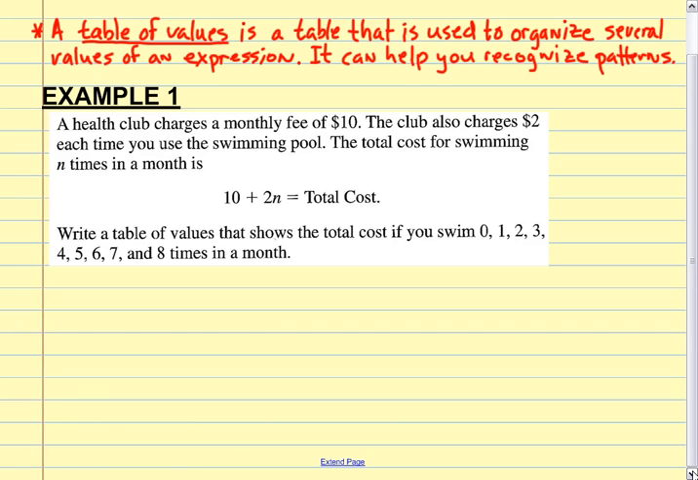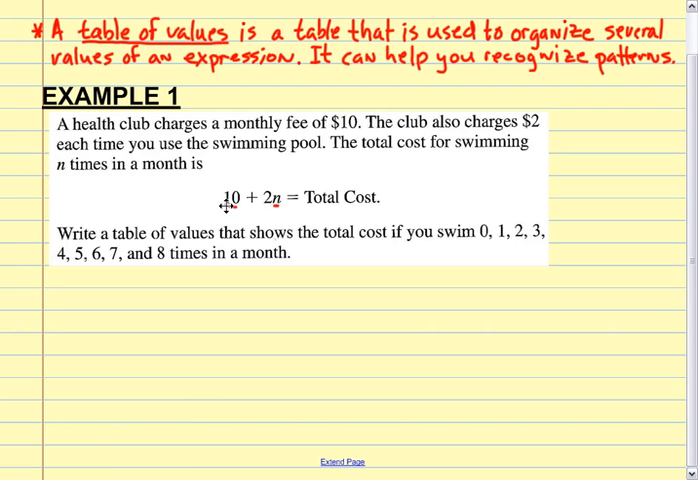Example number 1 says, a health club charges a monthly fee of $10. The club also charges $2 each time you use the swimming pool. The total cost for swimming n times, we don't know how many times, we're just going to say n times, in a month is 10, because that's how much it costs to join per month. But it also costs $2 times every time you go in. So that's your total cost, right?